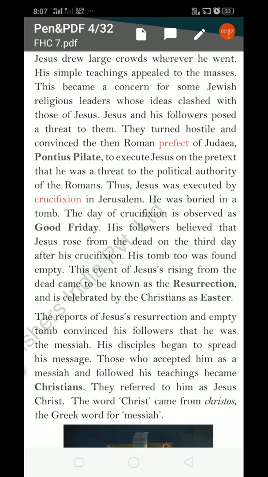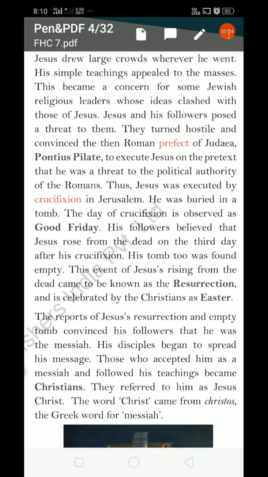जिस दिन जीसस को सूली पर चढ़ाया उस दिन को गुड फ्राइडे बोलते हैं. And they celebrate this day. Just like we celebrate Diwali when Sri Ram, Lord Ram came back to Ayodhya. His followers believe that Jesus rose from the dead on the third day after his crucifixion. After his crucifixion, he woke up.